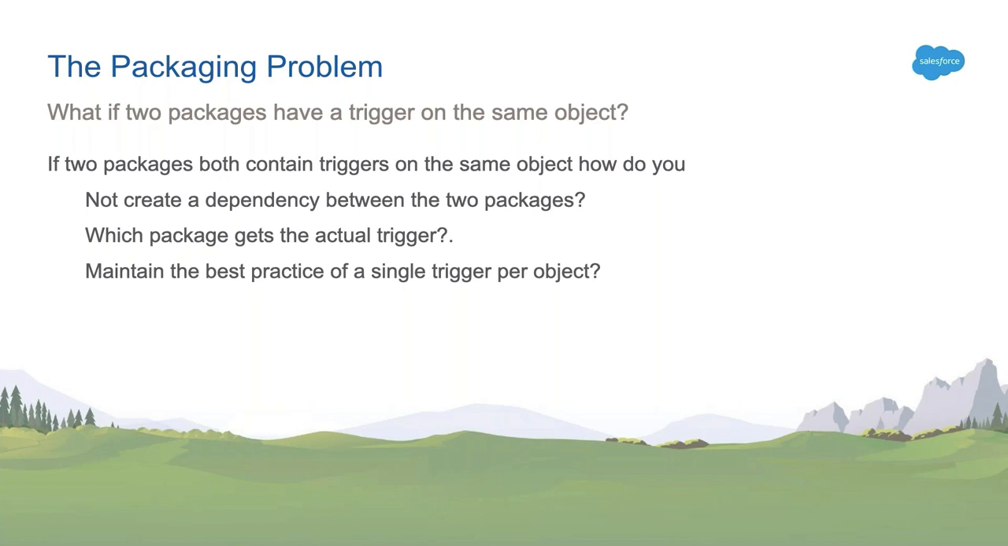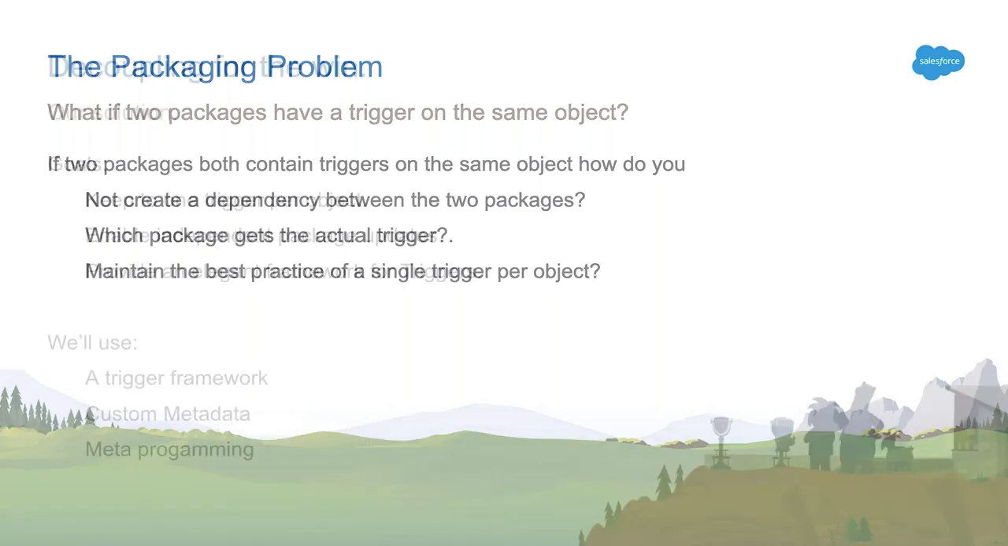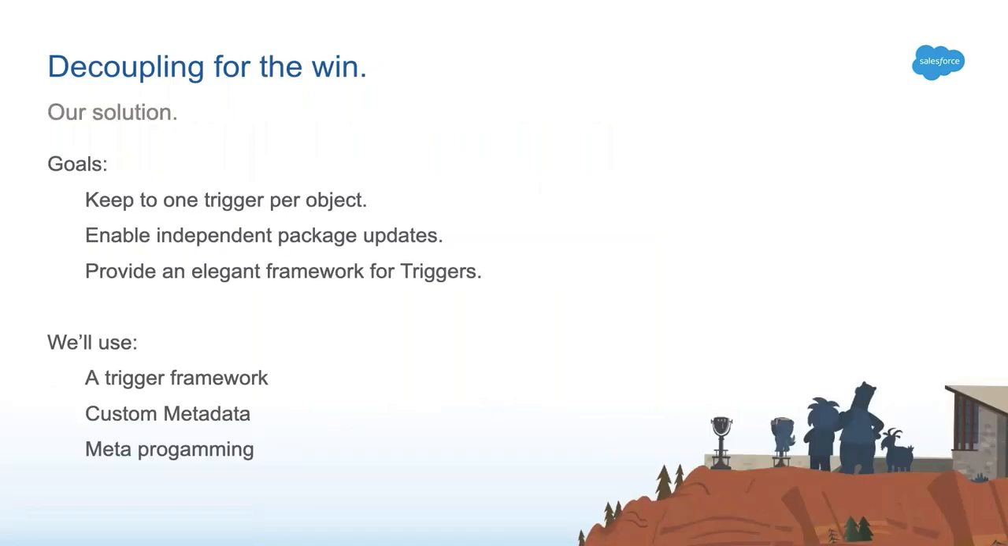We're going to talk about how to do this without building dependencies between the packages, and how to actually package the actual trigger. To do that, we're going to work on a trigger framework, and we're going to keep our goals as one trigger per object, independent package updates. So if we update one package, we don't have to update all of the rest of them. And we're going to do this in an elegant, clean way.